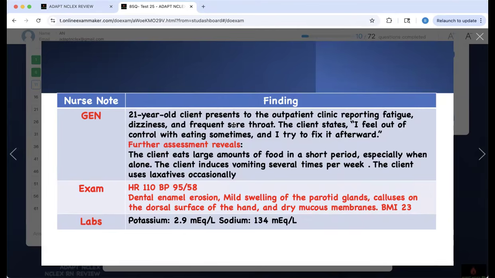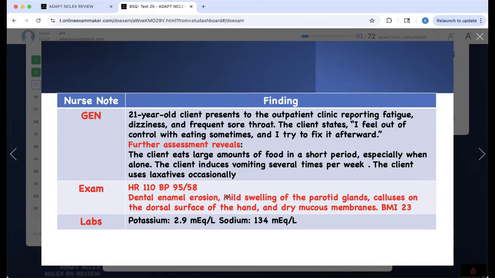Tachycardia, blood pressure hypertensive. What do you see? Dental enamel erosion because of vomiting. There's mild swelling of the parotid gland because of vomiting. If you look at the back of the hand, what? Callus on the dorsal surface of the hand. That's classic. And the mucous membrane is dry because you keep on vomiting. The BMI is 23. That's normal. I'm giving you the clue so that you can figure out what is going on. Potassium 2.9 because you're vomiting, and your sodium is 134.